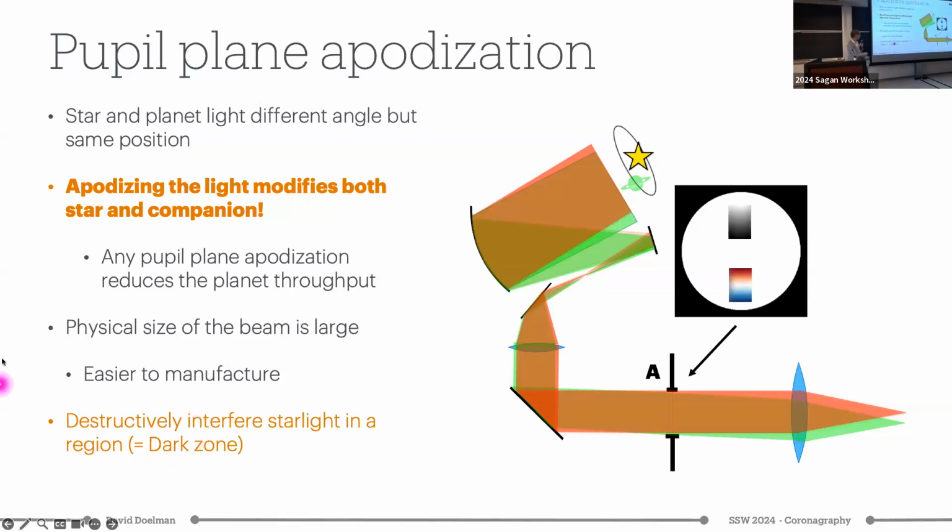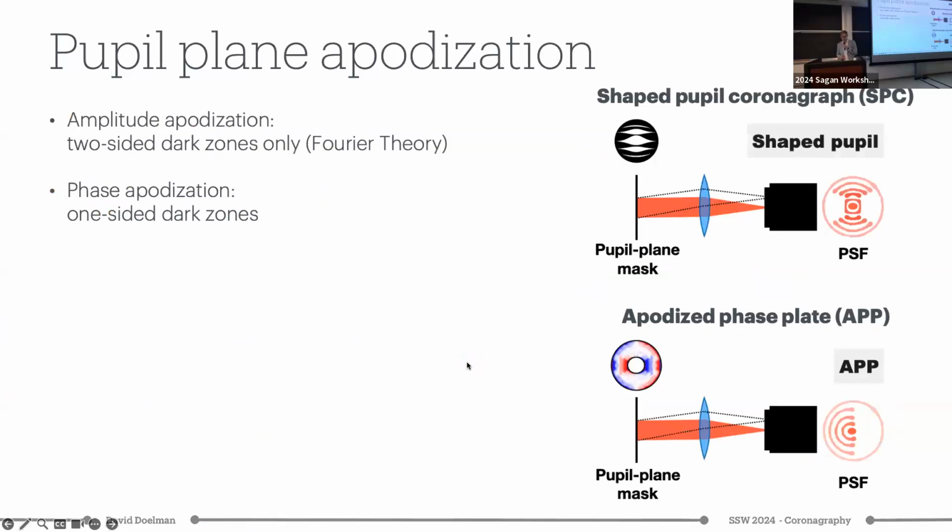And so what we like to do is make a region where it's dark. And here two coronagraphs come in. It's called the shaped pupil coronagraph and the apodizing phase plate, SPC and APP. And they do just that, with only phase or only amplitude apodization. Now, because of Fourier theory, we can only make a two-sided dark zone with the amplitude, and we can make a one-sided dark hole, like you see here and here, with phase.